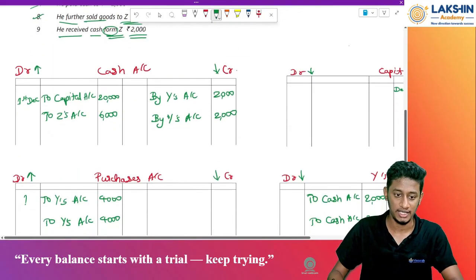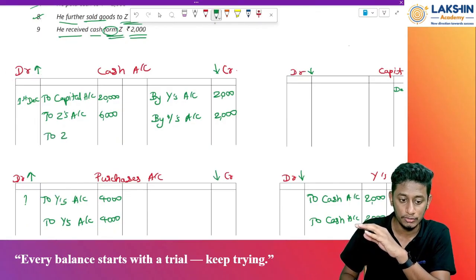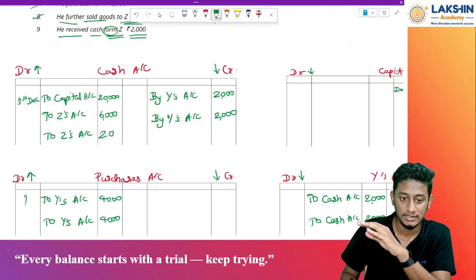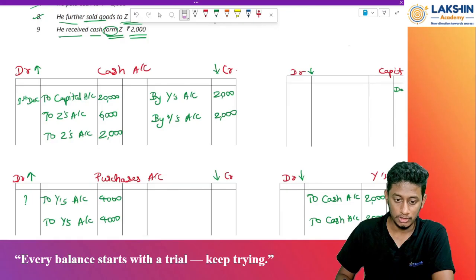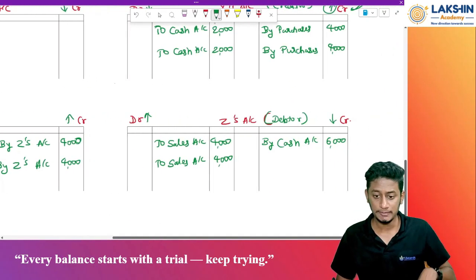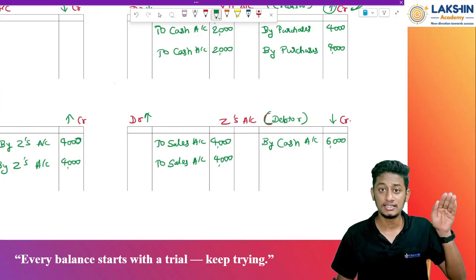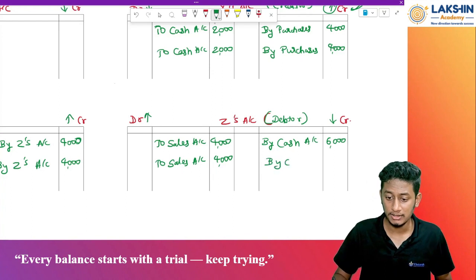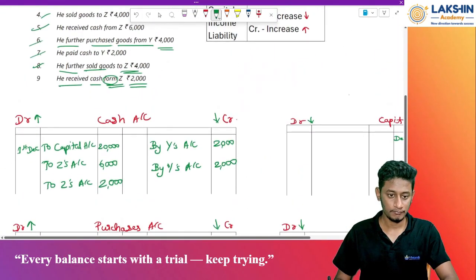So let us see how to pass the entry. Cash is increasing. So where to pass the entry? Whenever there is an increase in the cash account, I will debit the account. So on the debit side, To Z's account, rupees 2,000. Now in Z's account, he has paid me cash. He was a debtor before. Now is the debtor's balance increasing or decreasing, sir? It is decreasing. So therefore, By Cash account, rupees 2,000. Are we done? Yes, we are done.